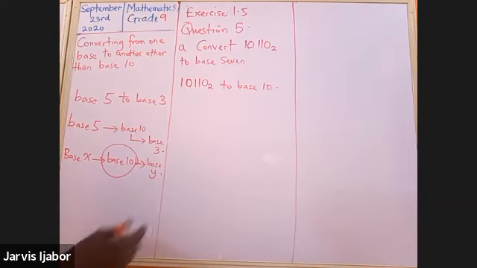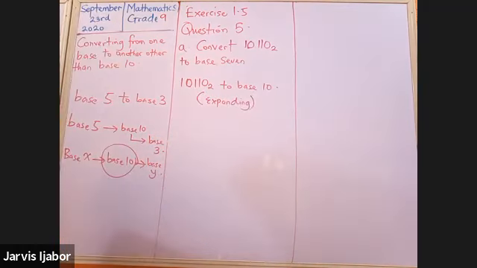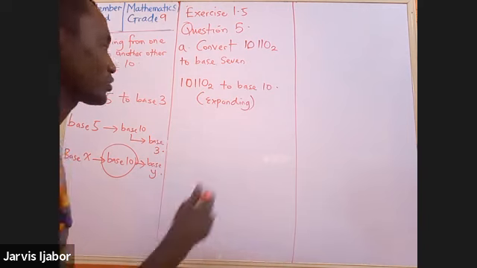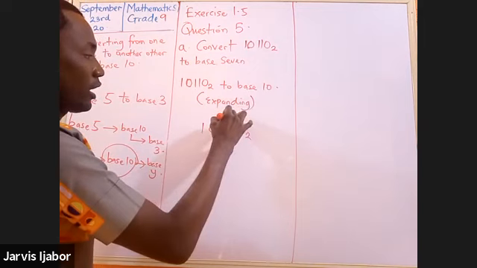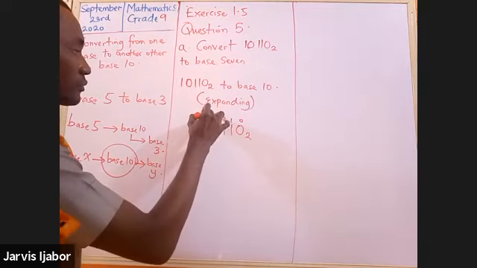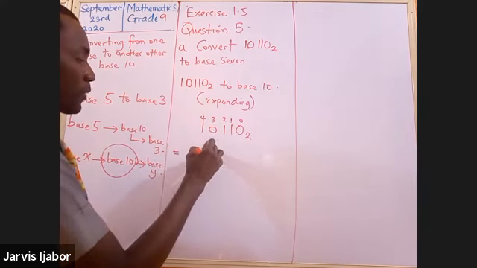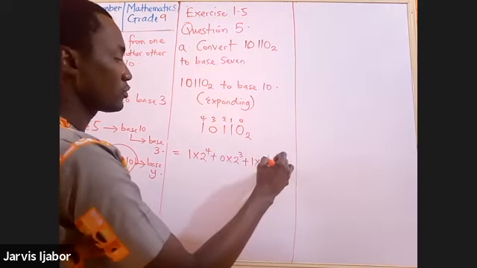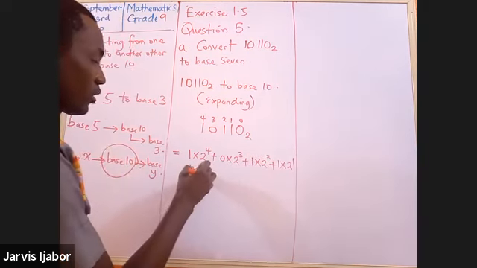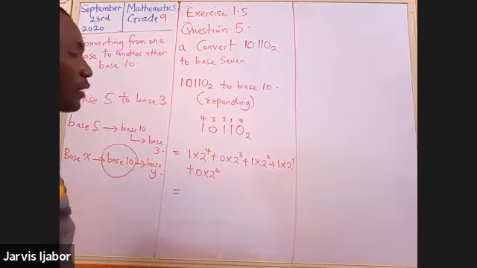Now, when you're converting to base 10, what are you doing? You are expanding. That's the concept you must remember. You are expanding. So that's a key word you must remember. When you're moving from other bases to base 10, you are expanding. So how do we expand? Leftwise observation. And this will give me what? 1 times 2 raised to the power of 4 plus 0 times 2 raised to the power of 3 plus 1 times 2 raised to the power of 2 plus 1 times 2 raised to the power of 1 plus 0 times 2 raised to the power of 0.